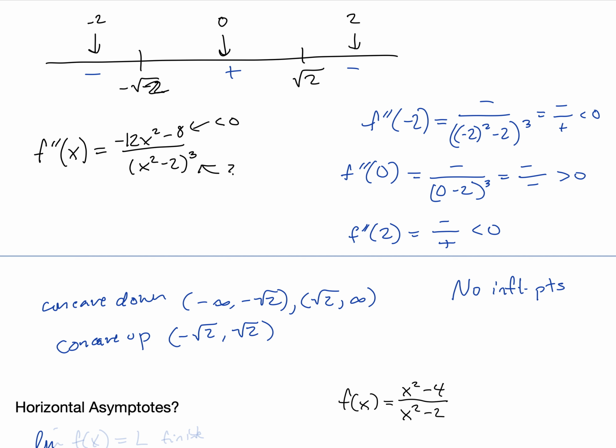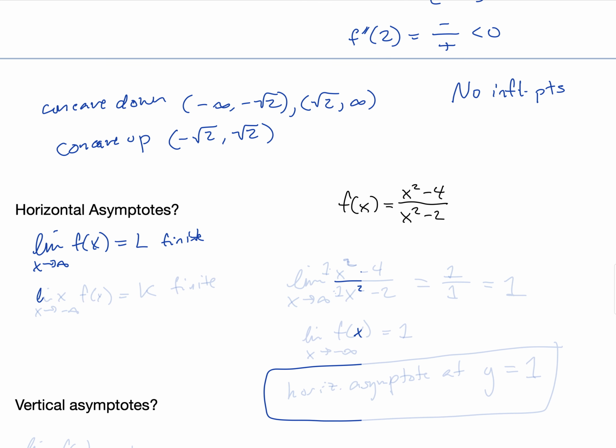Remember, there's a horizontal asymptote if the limit as x goes to infinity of f of x is some finite number, or the limit as x goes to negative infinity of f of x is some finite number. So if either of those things happen, then we've got a horizontal asymptote. Does that occur here? Well, yes.